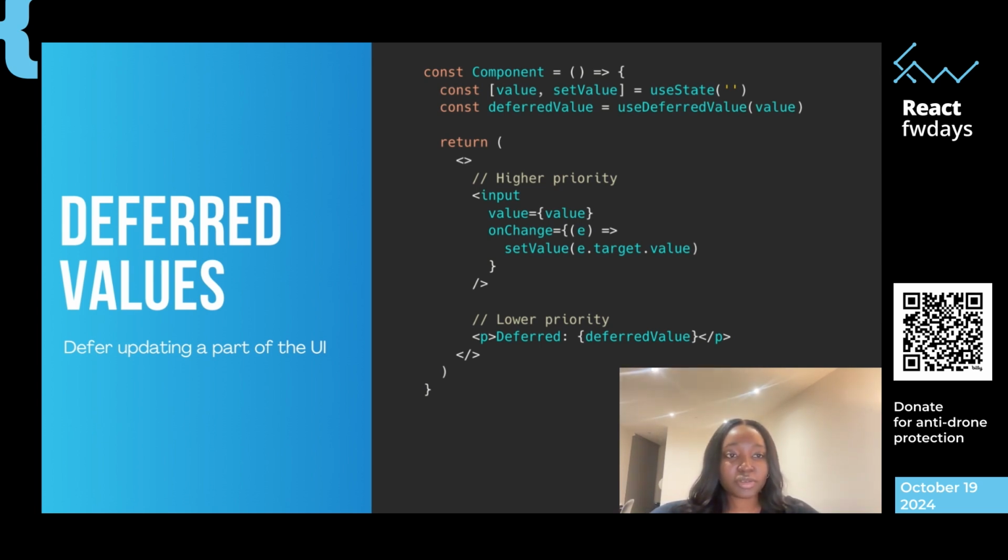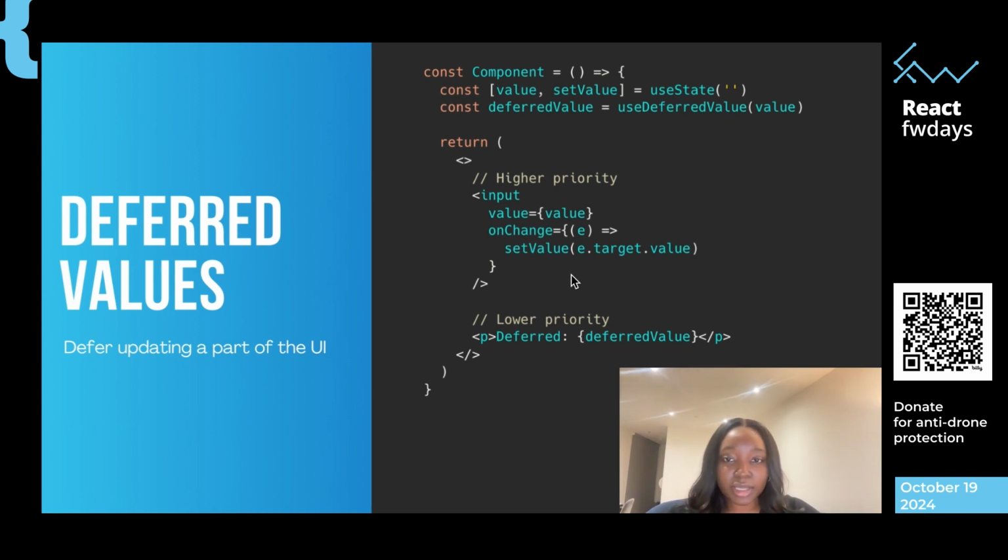And this is very useful when it comes to values that aren't immediately critical to the user experience, right? Like I said, if you want to render some kind of visual elements that's not going to affect the UX, or any kind of non-essential data.